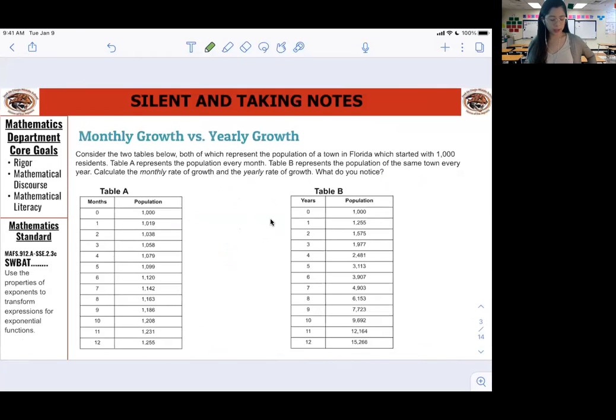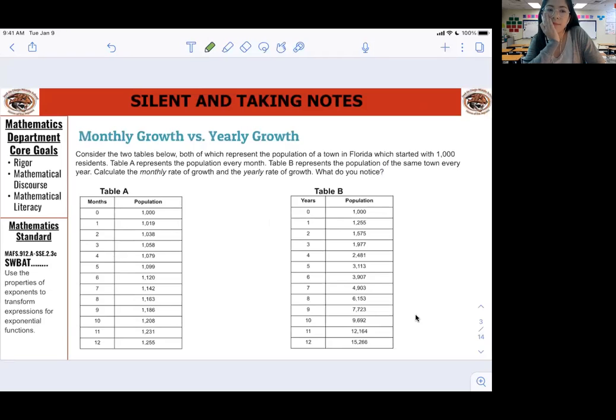Can I have a volunteer please read what is going on here? Who can start us off?